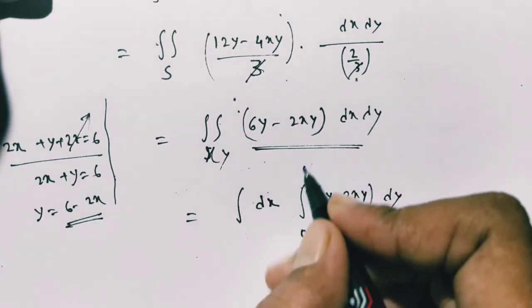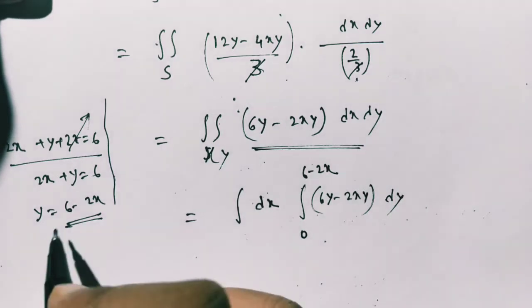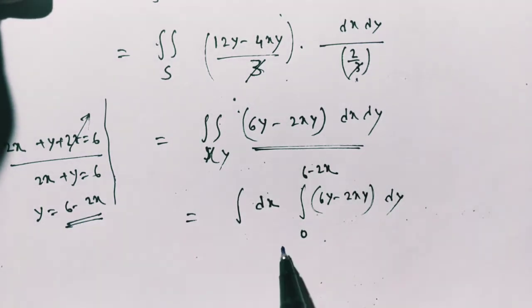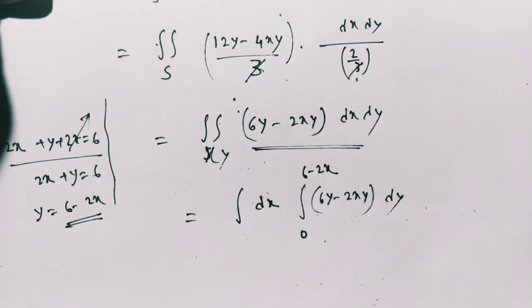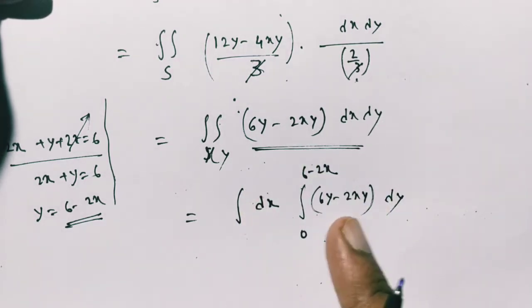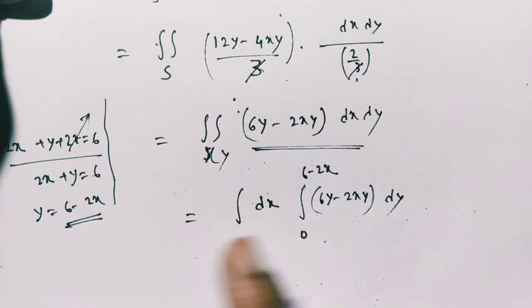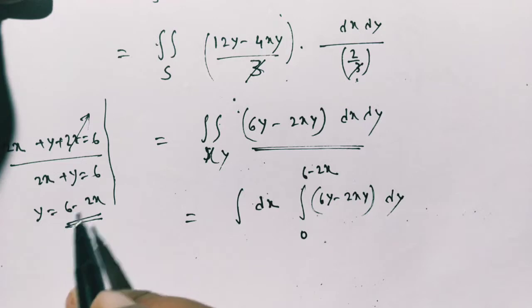6 minus 2x, 6 minus 2x. Okay, then we have to integrate on x. So when we want to integrate on x, the whole integration will now be converted into x. Now we have to evaluate this integration on x, and what will be the limit of this x?